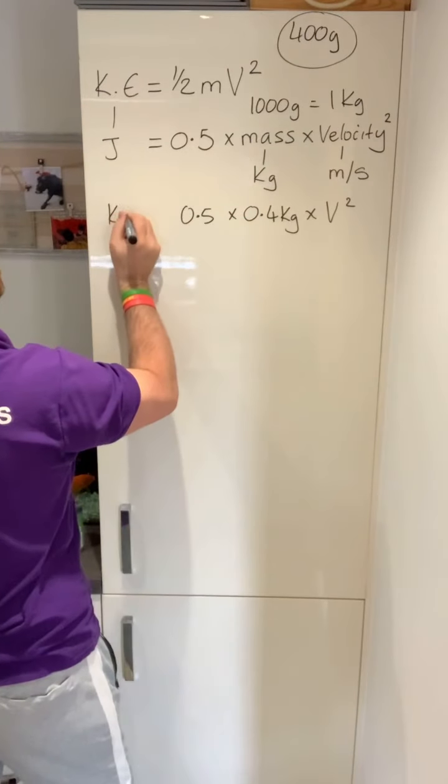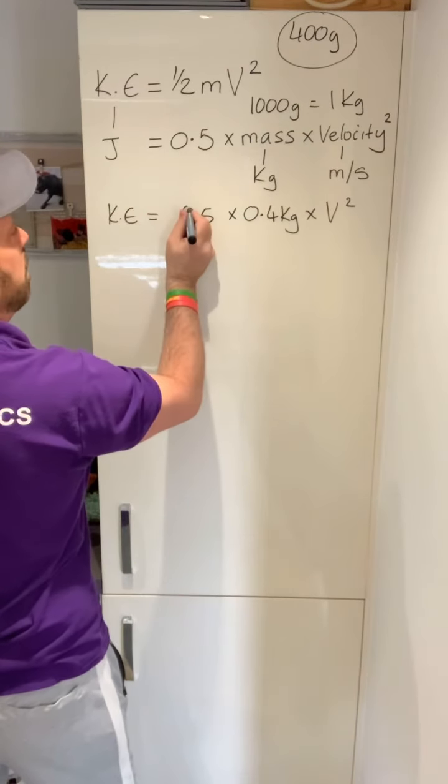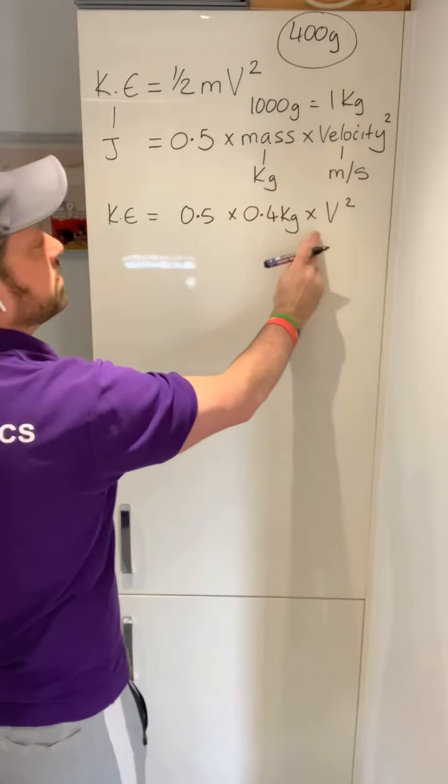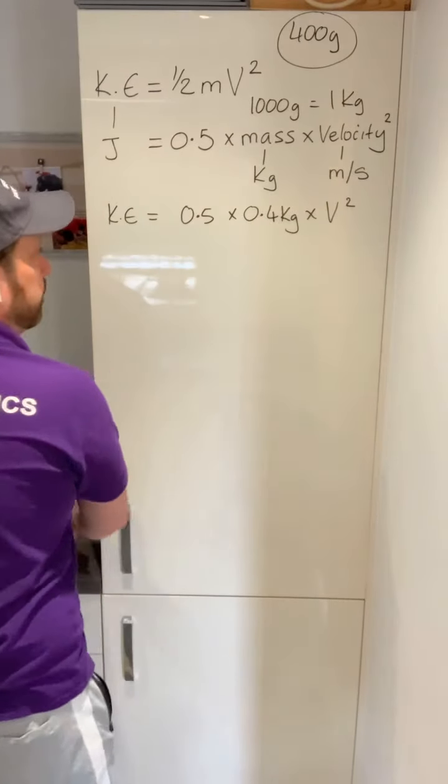So my kinetic energy will equal half times mass times by velocity squared. Well, I need to make the can of baked beans move. So I think I'm going to go outside.